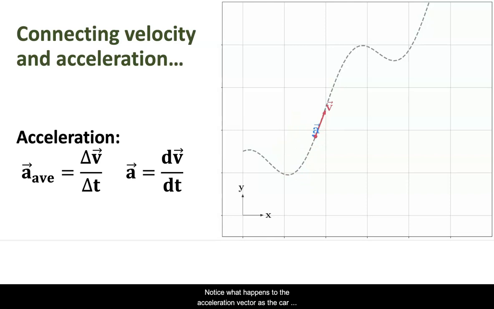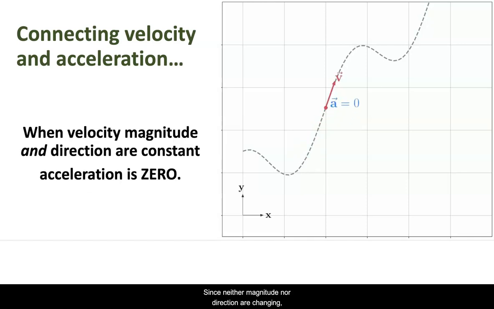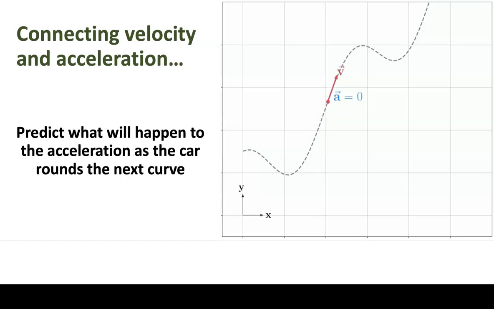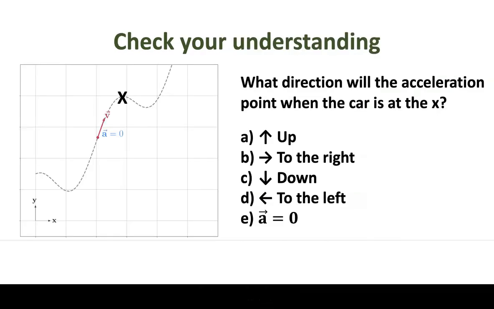Notice what happens to the acceleration vector as the car leaves the curve and heads into the straightaway. The magnitude of the acceleration gets smaller and smaller until the car is moving in a perfectly straight line. Since neither magnitude nor direction are changing, the velocity is constant and the acceleration is zero. What do you think will happen to the acceleration as the car enters the next couple of turns?